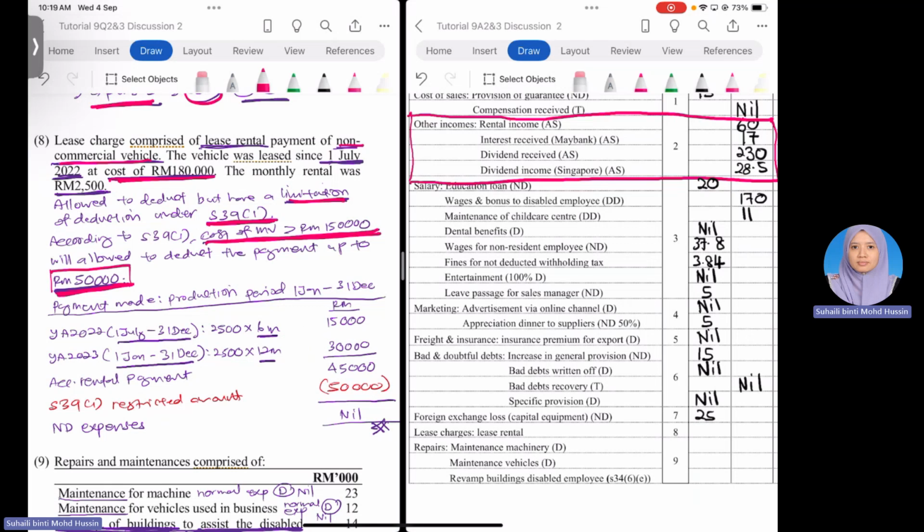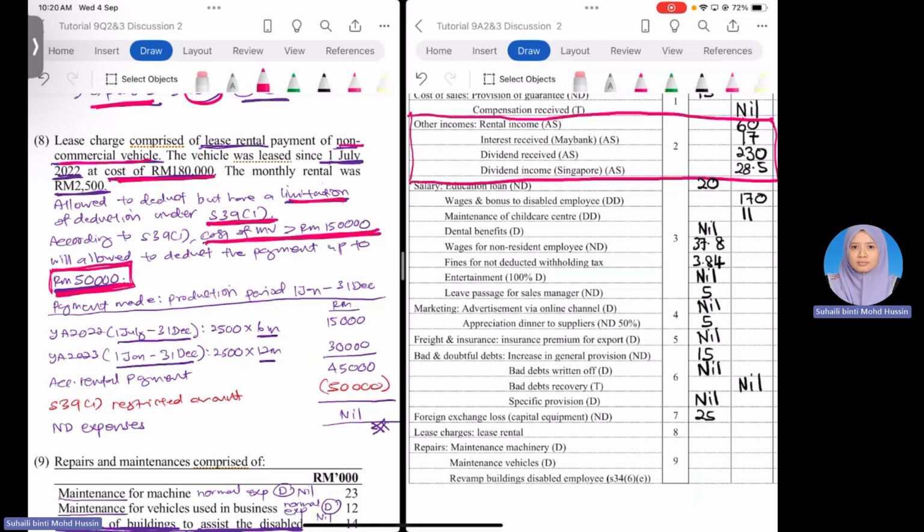Looking back at lecture 8, when you pay lease rental for a non-commercial vehicle, if the cost of the motor vehicle exceeds 150,000 ringgit, the lease rental you can deduct is only up to 50,000 ringgit. If the cost is less than 150,000 ringgit, the lease rental you can deduct is up to 100,000 ringgit. So how do we know whether the amount you paid exceeds 50,000 ringgit or is less than 50,000 ringgit?